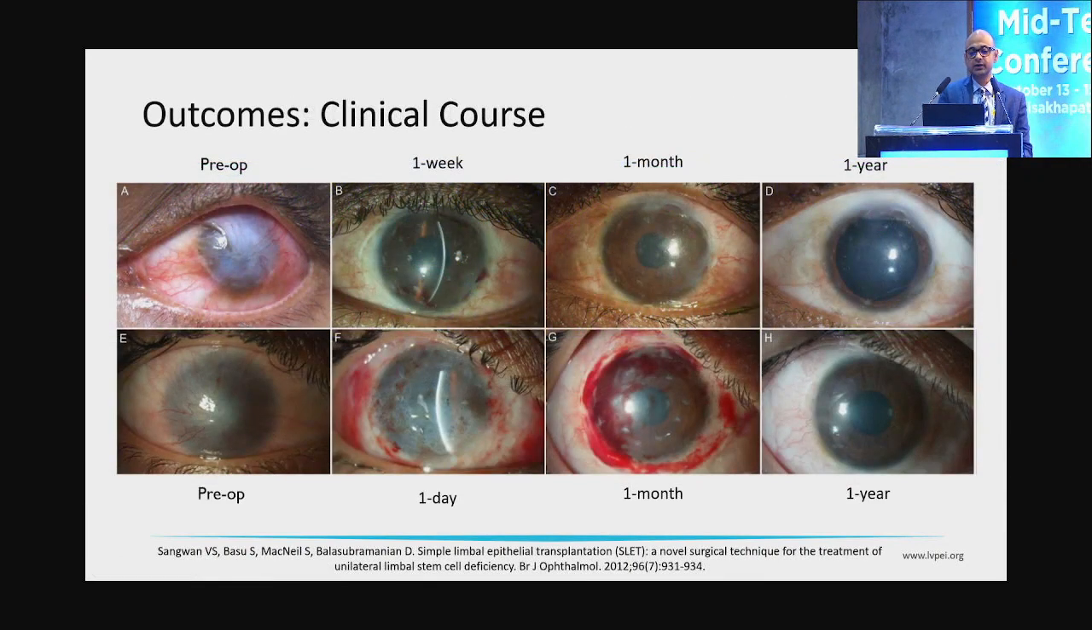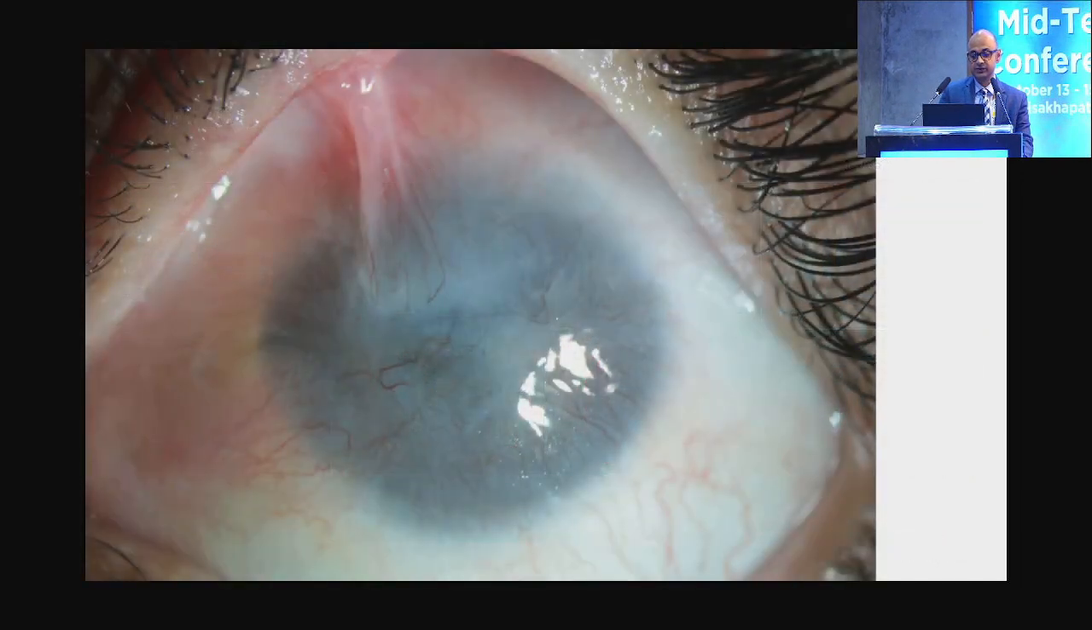So this is typically how you can have an eye which is completely scarred and vascularized because of limbal stem cell deficiency, with conjunctiva growing over it on your left, slowly transform into an absolutely clear corneal surface with a normal avascular epithelium in a few months, and it can sustain itself over many years because of simple limbal epithelial transplantation. So these are typically cases that we treat with SLET.